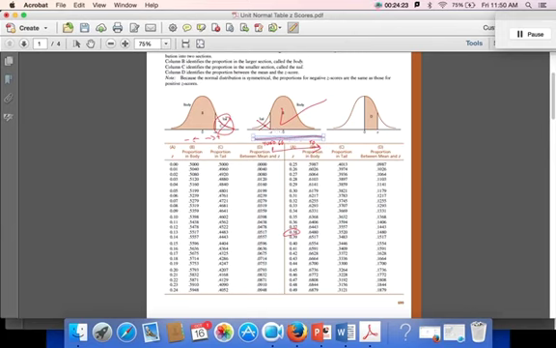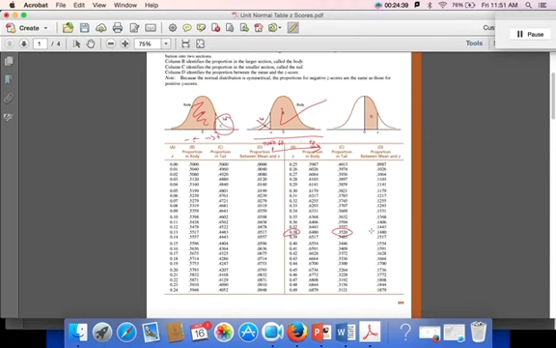Now here, what do I want to look at? Do I want to look at the body or do I want to look at the tail? Well, I don't want to look at the body because those are lower values. I want to look at the tail. So this is what I want to look at in this particular case. I'm not going to look at the portion in the body. I want to look at the portion in the tail.